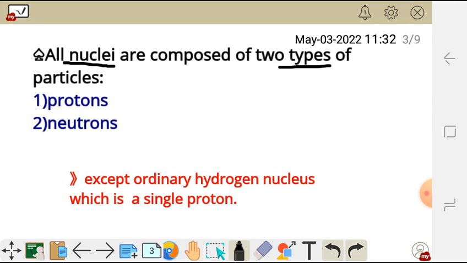So this term here is simply the plural form of the word nucleus. So it is nuclei. So protons and neutrons are found in the nuclei of all atoms except the ordinary hydrogen atom, which is a single proton.